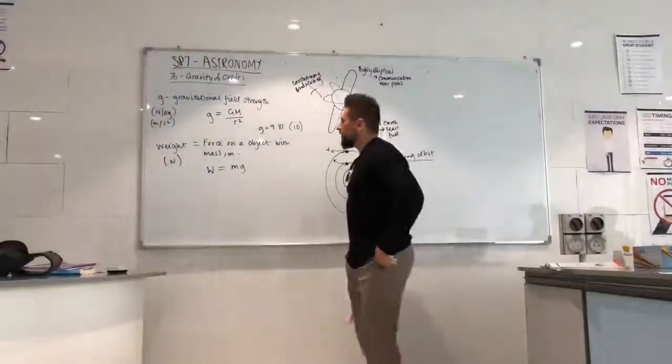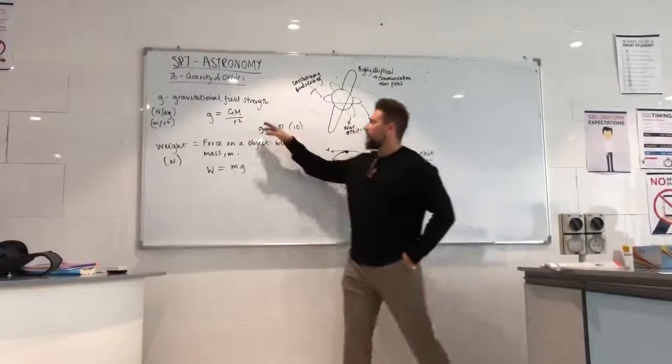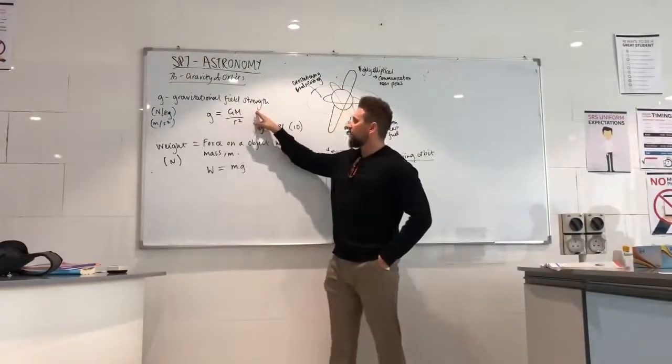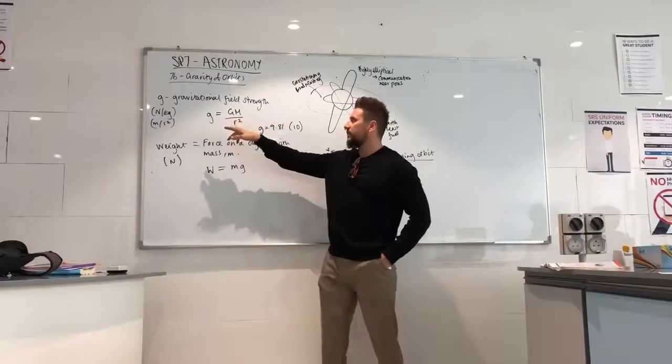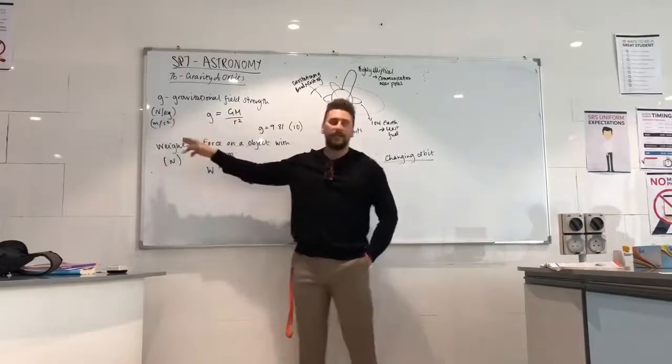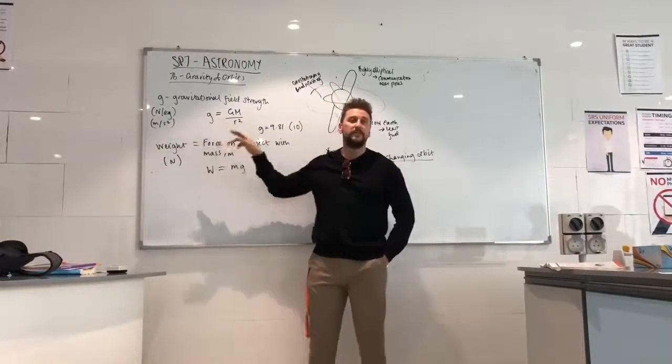Okay, gravity and orbits. First of all, we'll start with gravitational field strength. So gravity, small g, units of which are Newton per kilogram or meters per second squared.